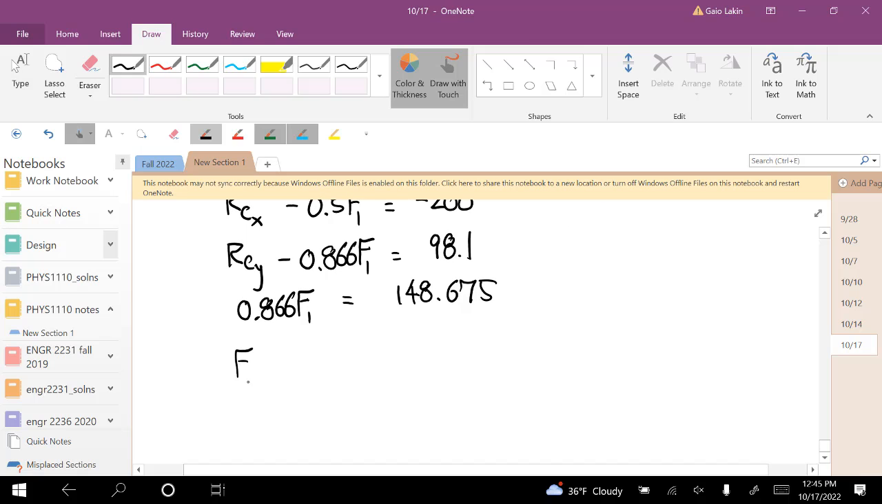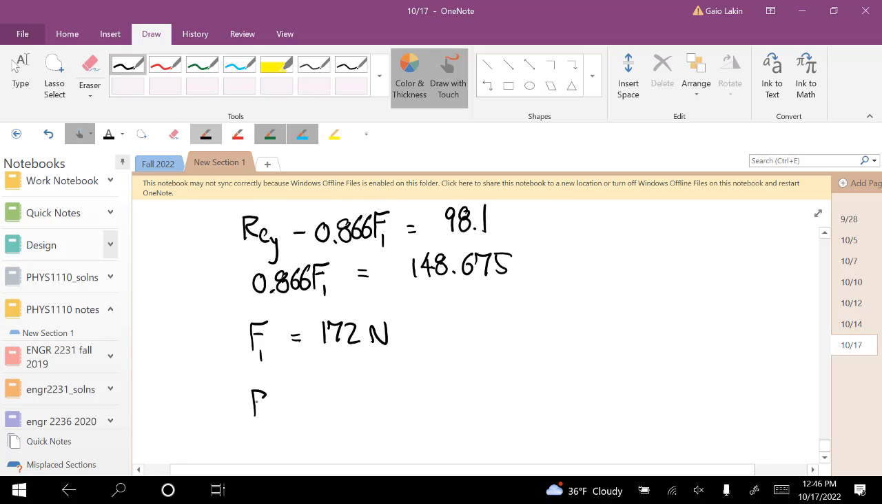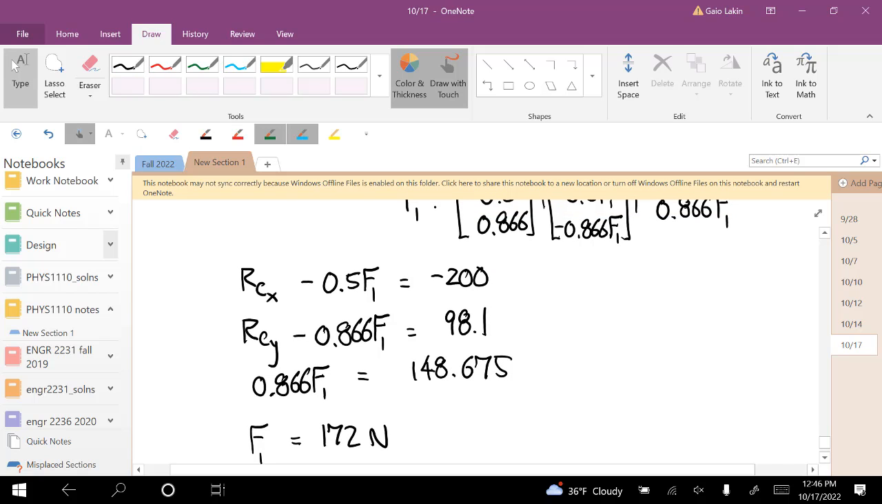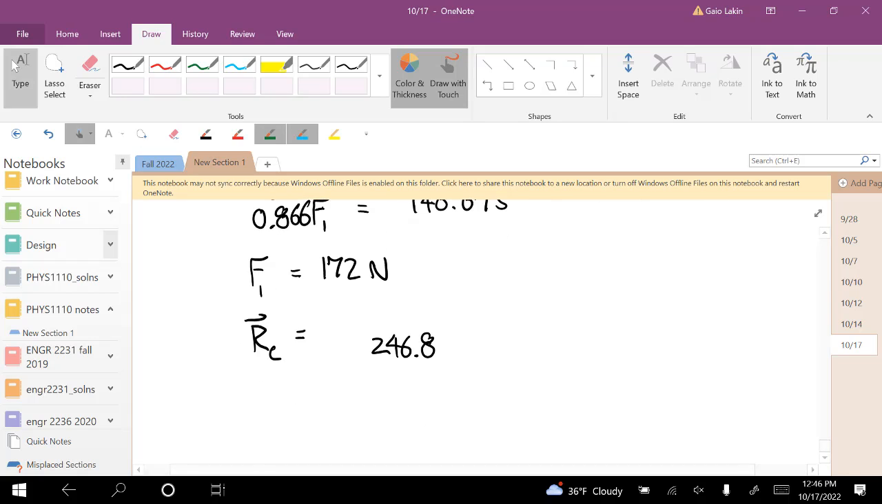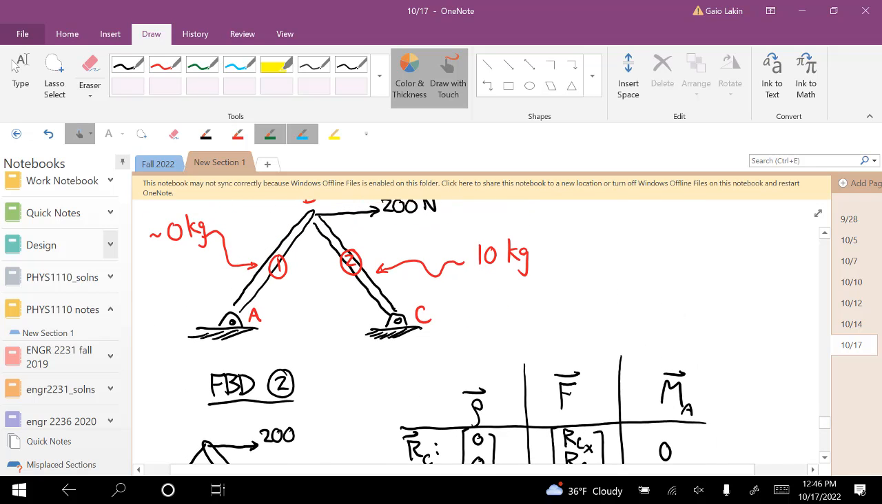F1 is equal to 172 newtons, basically. RCY is, I think, positive 246.8 about, and RCX I think is negative 125. Does that make sense? RC. Yeah.